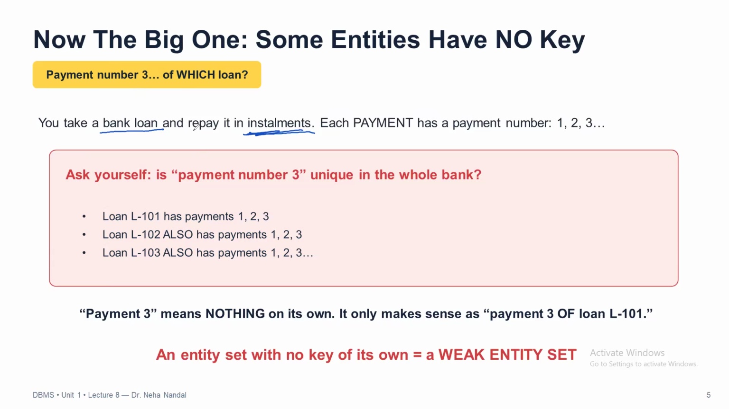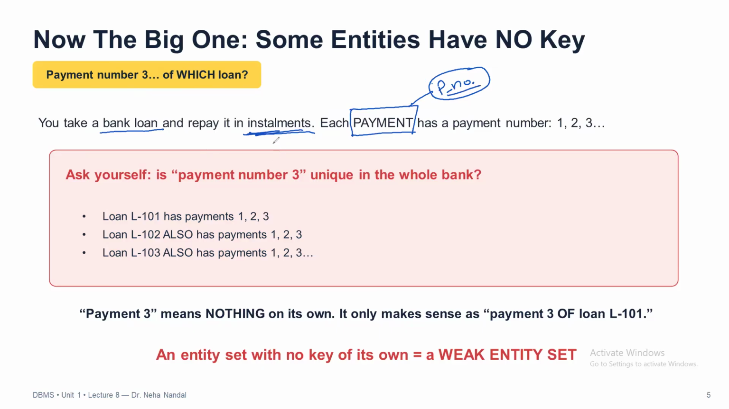So we make payment our entity set. Let's make this payment an entity set. And obviously the key is payment number. So what will be the key attribute? That is the prime attribute. Think of it: payment number. Suppose in this way I write it. So this is our key attribute.